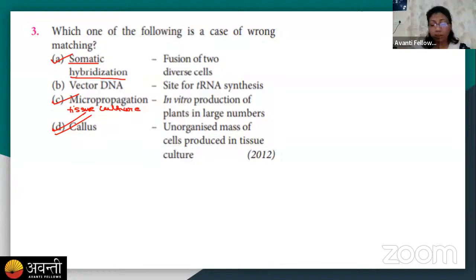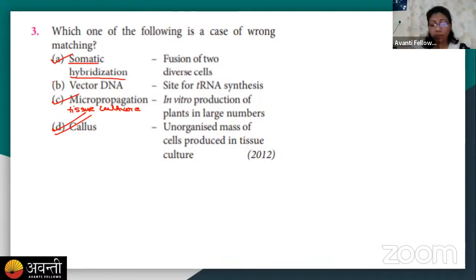All the three options are correct. Only the left option is B, which is saying vector DNA is site of tRNA synthesis. No, vector DNA is DNA in which we incorporate our gene of interest. So yes, only option B is the incorrect one, right? Very clearly, you are performing so well and you have given a correct answer.